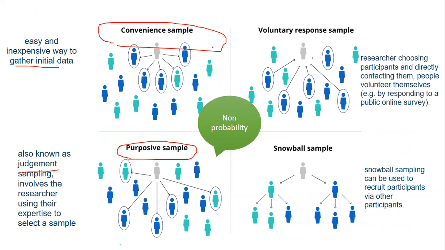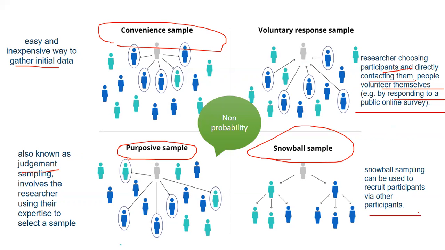Then we have voluntary sampling, which is based on participants who have been contacted and voluntarily respond, that means give a response to the research. So it is a respondent doing a public survey, an online public survey. And snowball sampling, also called network sampling, where one participant can be used to reach other participants. So these are the non-probability samplings: convenient, purposive, voluntary, and snowball sampling.